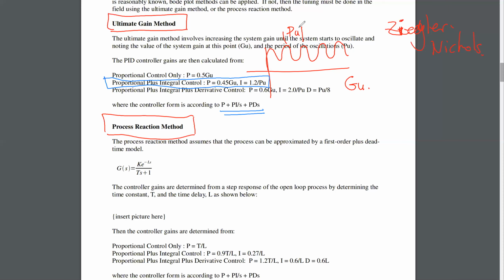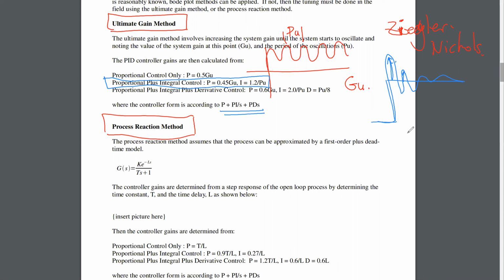Now, both of these methods were designed to give quarter amplitude decay responses, which means if a system is overshooting, and let me redraw that because that was terrible. The response to a step would look like this. So it'd be oscillatory, where the second amplitude is a quarter of the first amplitude. Okay, so both of these methods are designed to give you an oscillatory response.